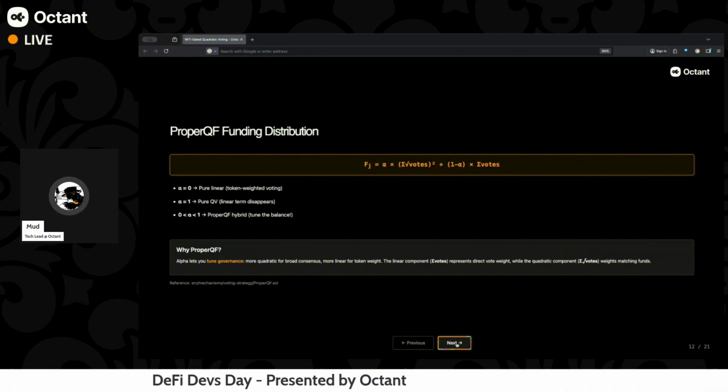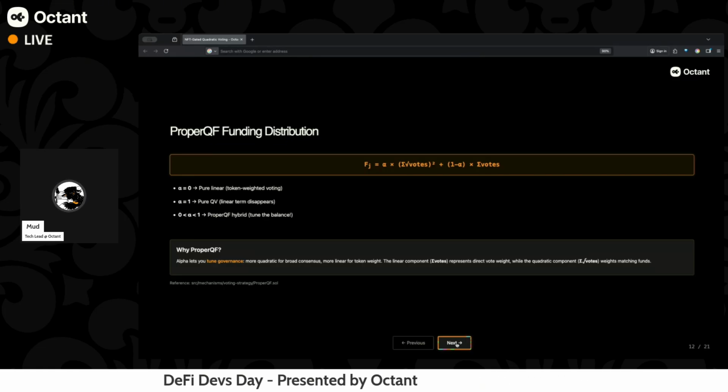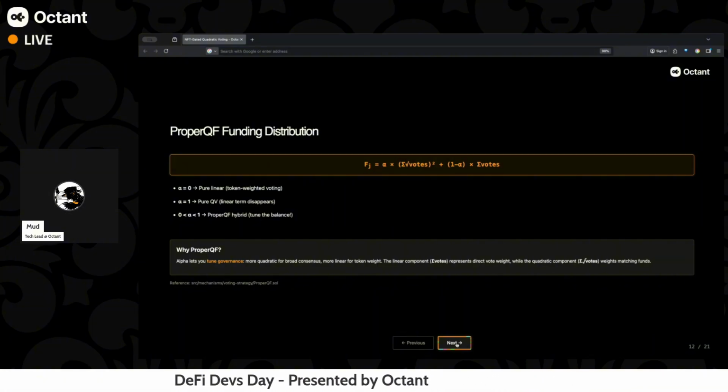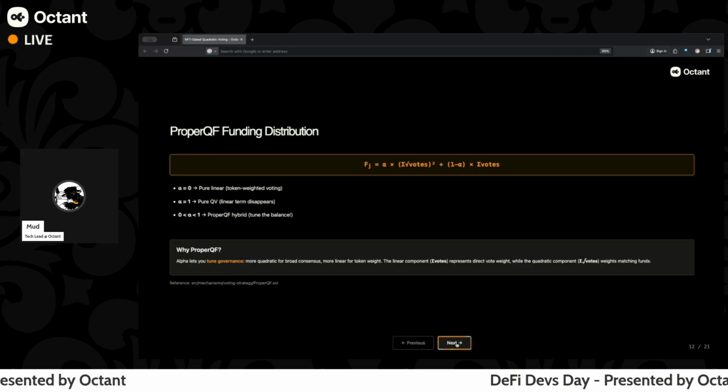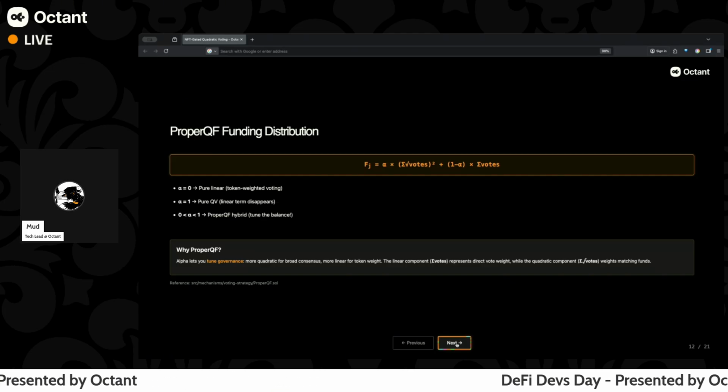So by simply setting alpha, if you set alpha at 0, you end up with pure linear voting. So if you're implementing token weighted voting, you would want to set alpha at 0. And this would make the contracts act exactly the way that you would expect, where one vote is not matched in any way. If you wanted to do pure quadratic voting, then you would set alpha to 1.